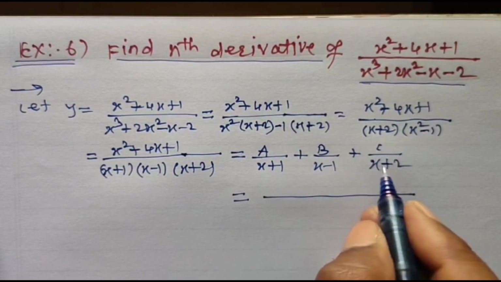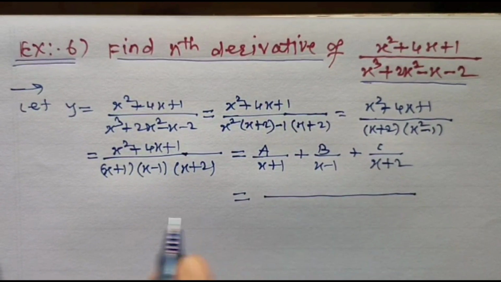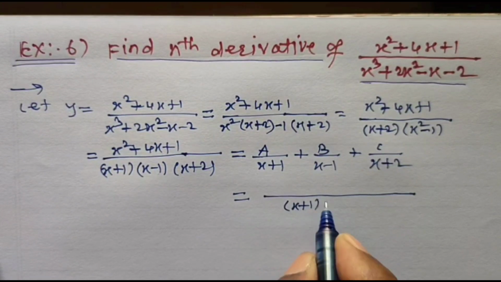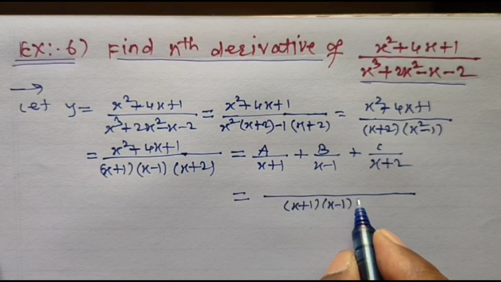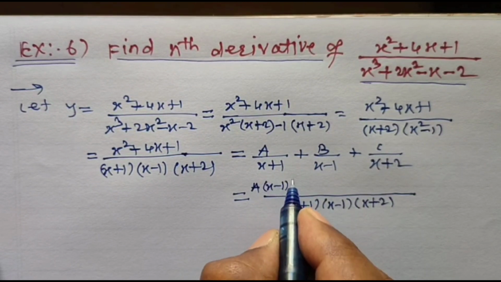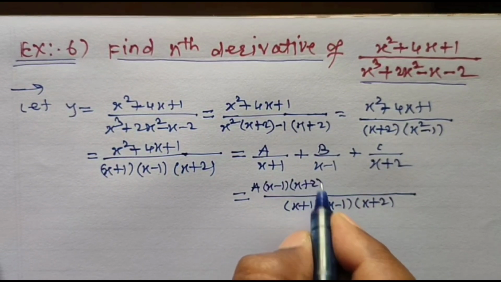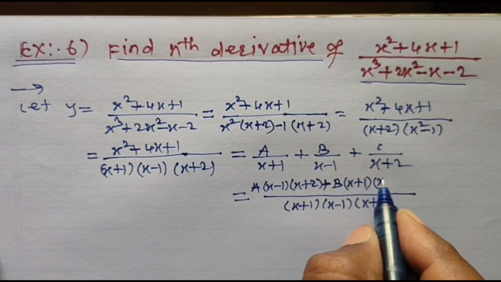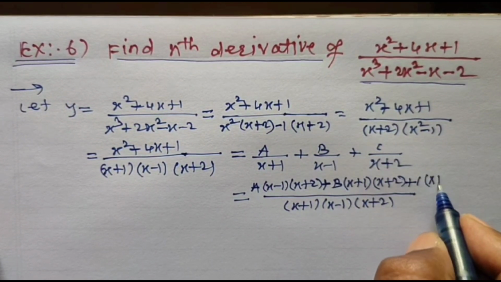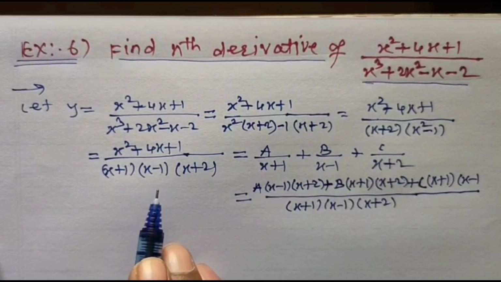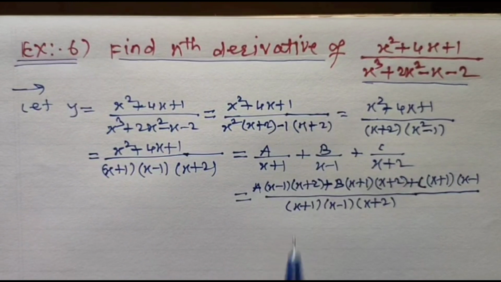LCM of left hand side, right hand side, that will be the denominator of left hand side. Hence (x+1)(x-1)(x+2) = a(x-1)(x+2) + b(x+1)(x+2) + c(x+1)(x-1). Okay, denominators are same, hence numerators must be equal.